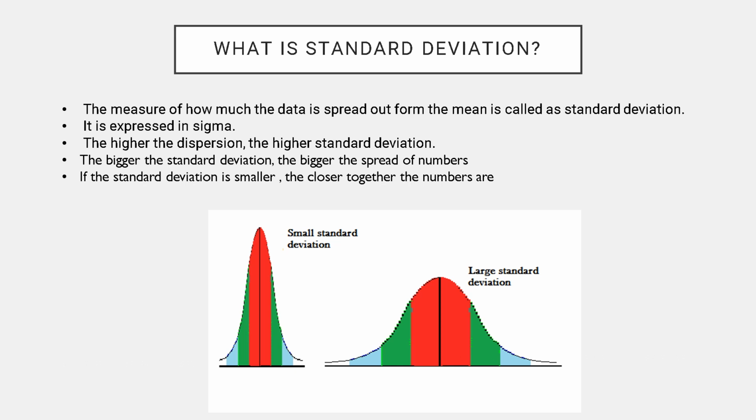What do we mean by dispersion? It is how the elements are dispersed, how they are distributed. So by looking at the picture below, the second one has a large standard deviation because it is a more dispersed picture. The bigger the standard deviation, the bigger the spread of numbers, but if the standard deviation is smaller, the closer together the numbers are.